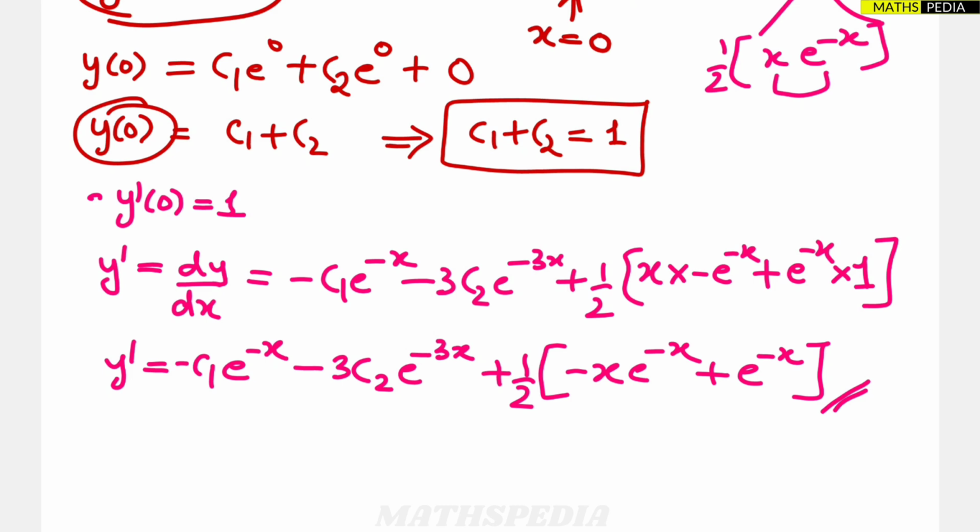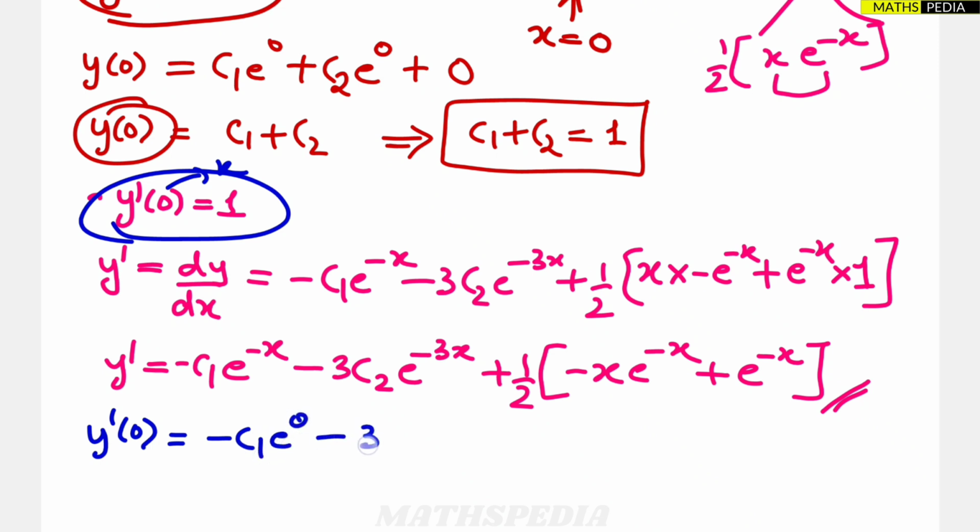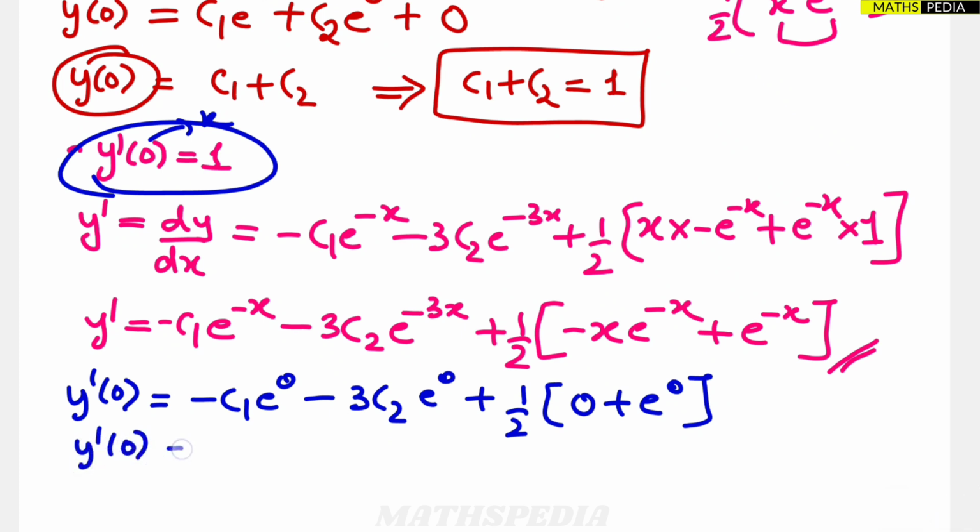Here we already know that y dash of 0 is equal to 1. So in place of x you are putting 0. So y dash of 0 will become minus c1 e power 0 minus 3c2 e power 0 plus 1 by 2 into 0 plus e power 0, right? Now y dash of 0 value is nothing but 1. So you can directly substitute here 1 equal to minus c1, e power 0 is 1, minus 3c2 plus 1 by 2, right?